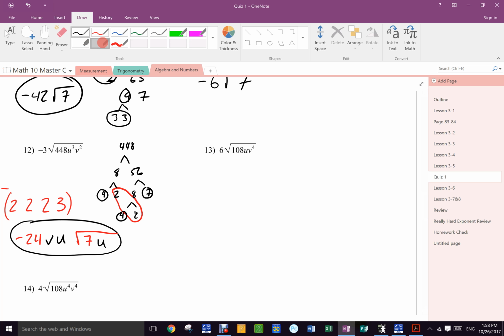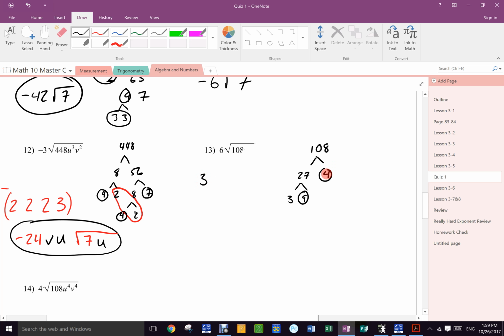So, again, if the u and the v weren't there, what would we do with 108? We'd break it down. I would break it down into 27 times 4. Why would I use 4? It's got a perfect square. Then I would break 27 down into 3 and 9. Why would I stop there? Perfect square. What's the square root of 3? What's the square root of 9? 3. So what comes out? 3.